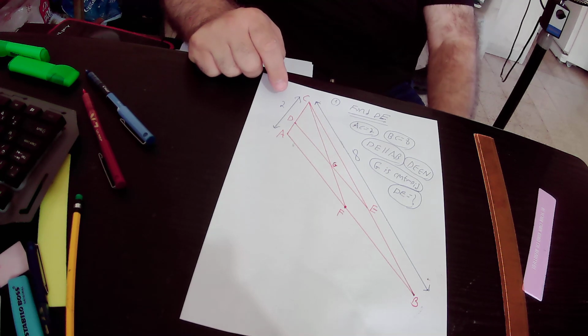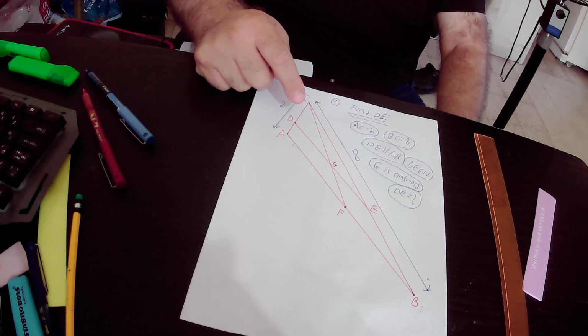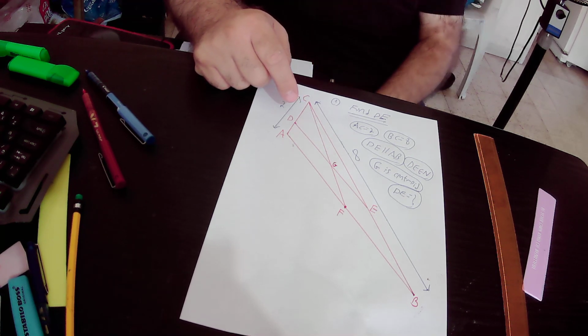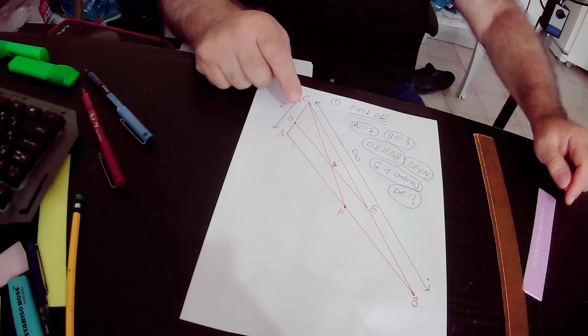And we also know that G is the centroid of triangle ABC. The centroid of any triangle is a point where the three medians intersect with each other. Okay? And we want to find out the value of DE.